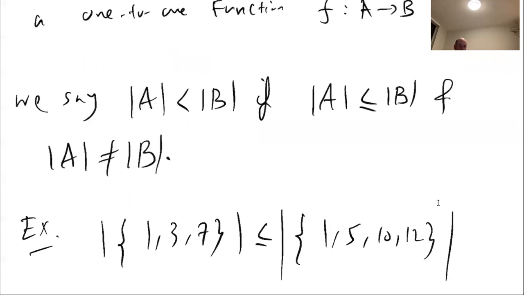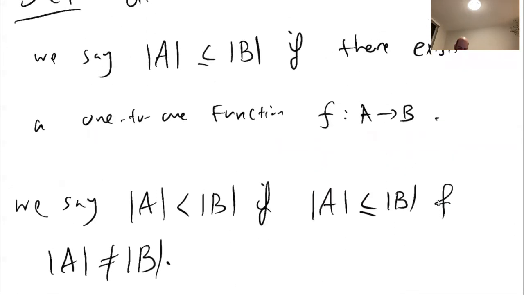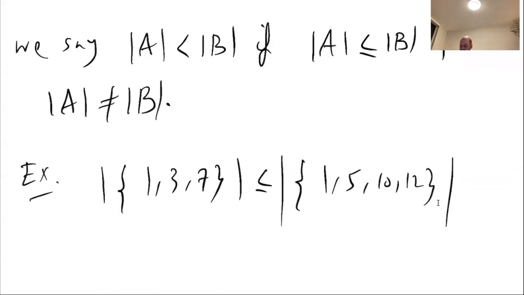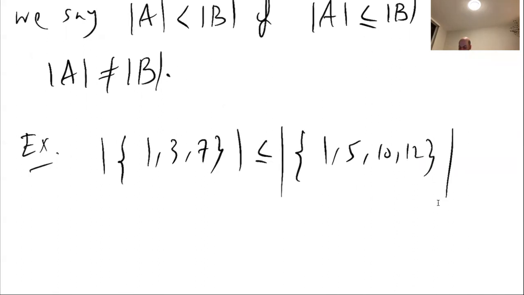Again, this looks obvious because the first set has 3 elements and the second set has 4 elements. But again, we have to prove it using the definition. What does the definition tell us to do? The cardinality of A is less than or equal to the cardinality of B if you can construct a one-to-one function from A to B. But if you can construct a bijection from A to B, then we say those two sets have equal cardinality.